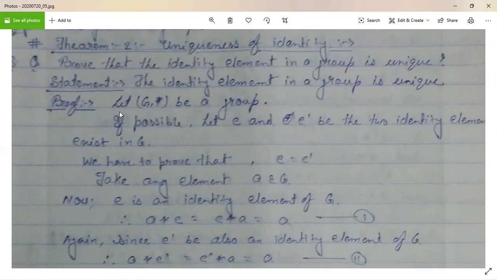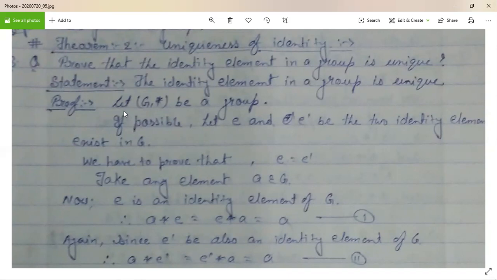State and prove the identity element. Prove that the identity element in a group is unique. Therefore, the statement is: the identity element in a group is unique. We have to prove this one.